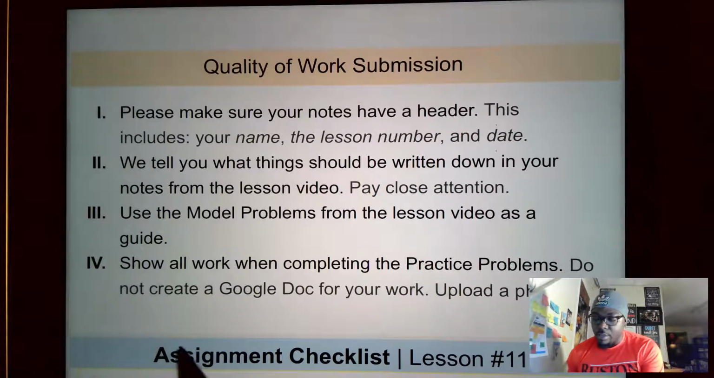So what does that mean? You should not just create a Google Doc and take a picture of it and upload it. We want to actually see that you're doing the work. With that being said, we're going to go into the lesson.